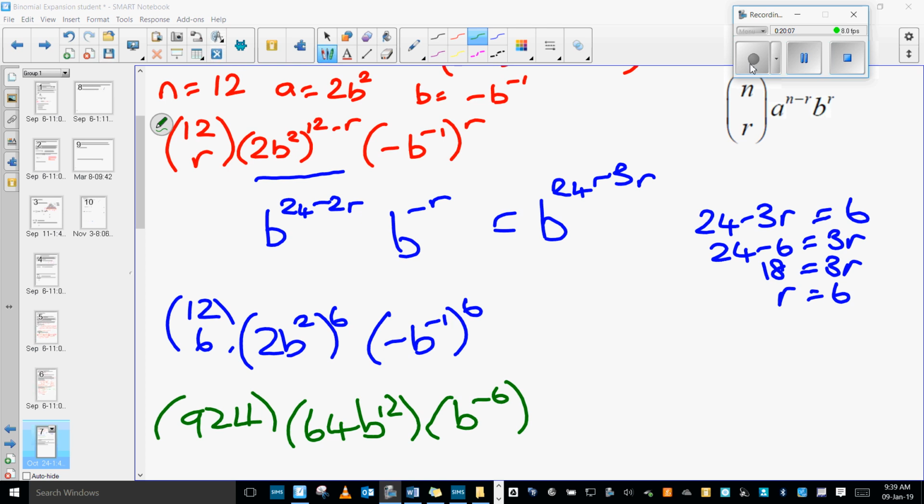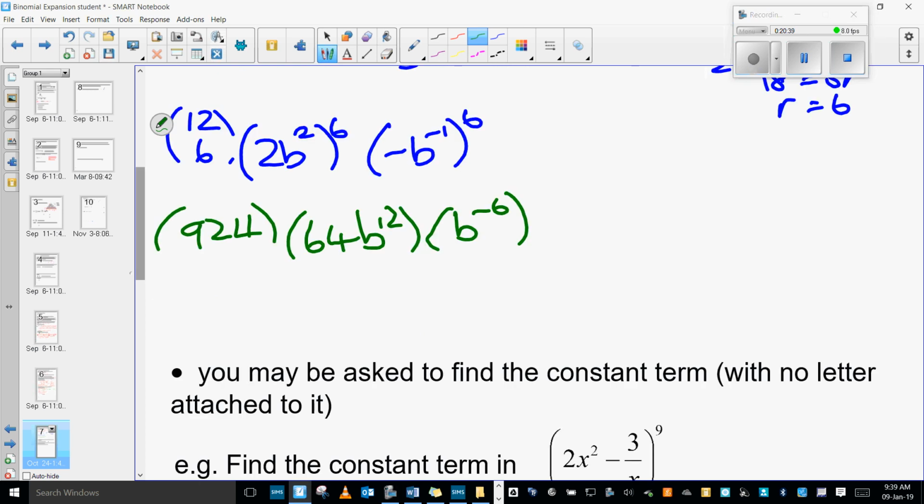Okay? But in some cases, it's also a good double check for you. So when we do this, we've got b to the 12 and we've got b to the negative 6. We know we're multiplying them together, so we add our powers. 12 take away 6, or 12 plus negative 6, is 6. So we've got the right term. So it is a double check for you, but if it's complicated, then don't stress too much about the letters because we've already dealt with them. Does that make sense? And then our final step here is obviously to do 924 multiplied by 64.